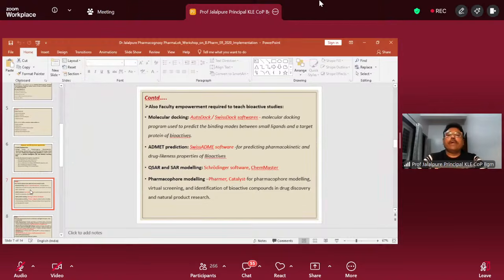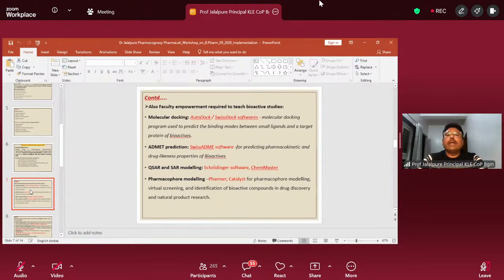So our chemistry faculty members must be aware of all these Schrodinger software, ChemDraw. Our pharmacognosy faculty members should also be aware of modeling like SAR and QSAR of bioactive compounds. Then pharmacophore modeling knowledge: our faculty members should have to use some software for pharmacophore modeling, then virtual screening and identification of bioactive compounds in drug discovery and natural product research.